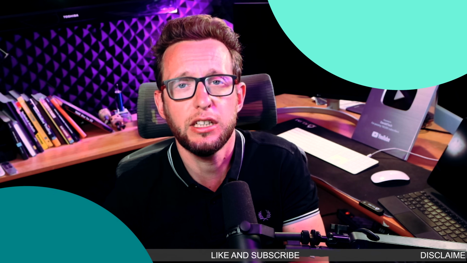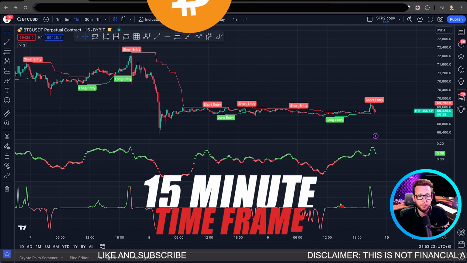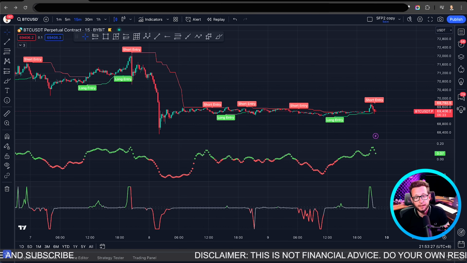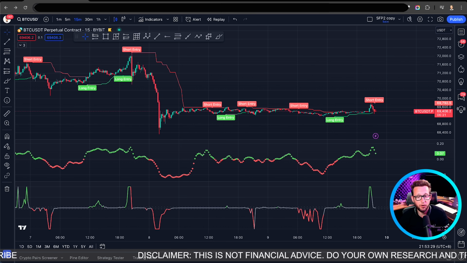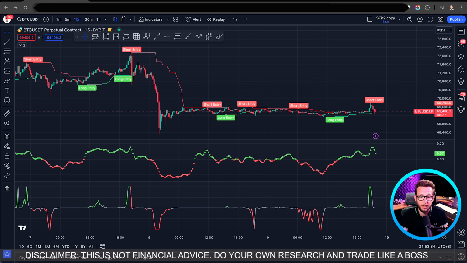Right, let's get over to Tradingview and have a look at this strategy. Okay, here I am on Tradingview on the 15-minute time frame on BTC USDT. As you can see, I have already got all of the indicators on my chart ready to go, as I've already been through this trading strategy.